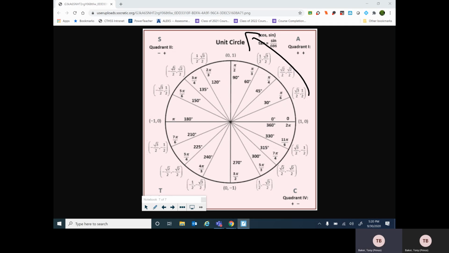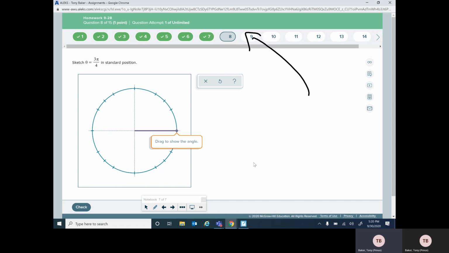If we're looking at standard position, the problem that we had was 3 pi over 4. So that angle right there is going to be bigger than 1/2, but less than 1. So I know it's going to go over to here. It's halfway between 1/2 and 1.